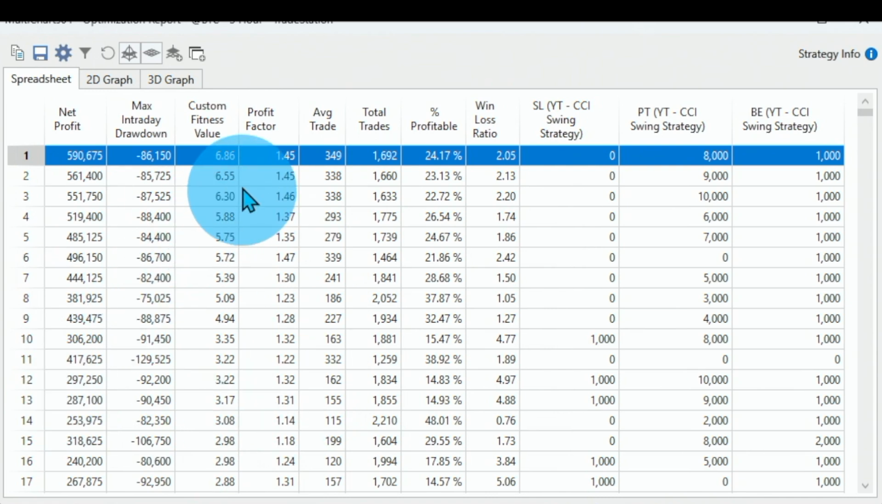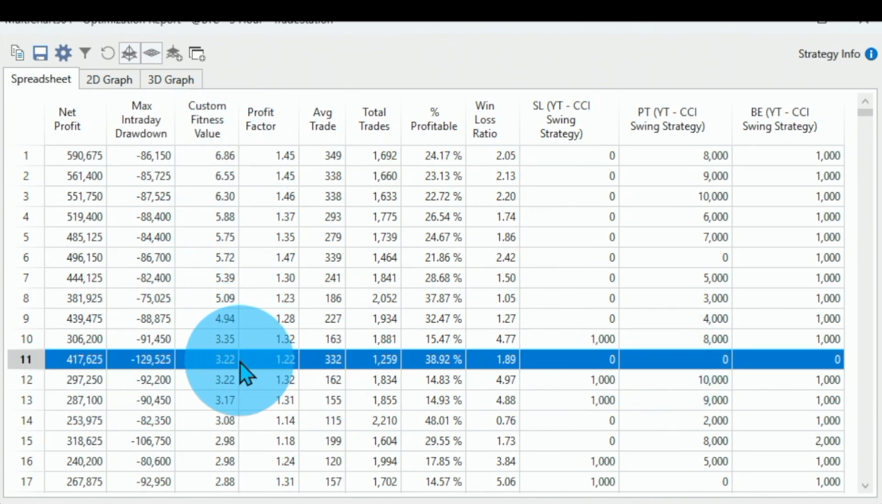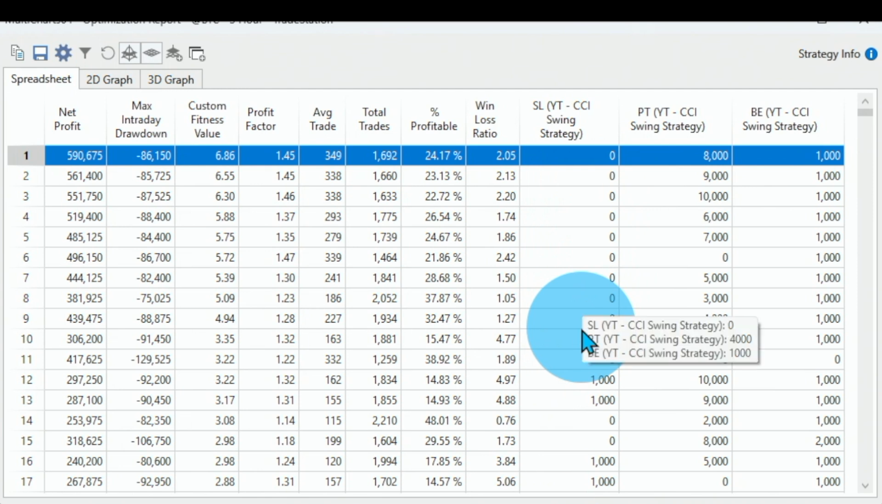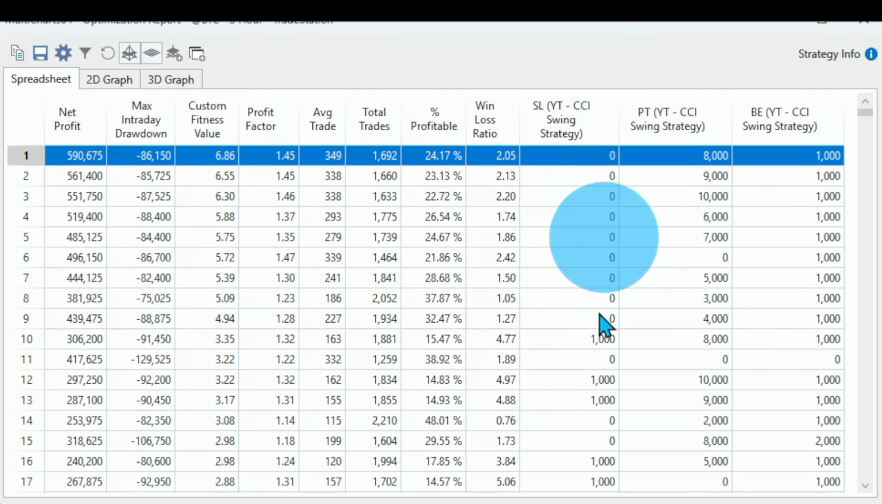And here are the results sorted by return to drawdown. This is our original strategy, 3.22 return to drawdown. And look at this, definitely we are making much better return to drawdown. So this is a significant improvement over the original strategy. This is very interesting. So stop loss in the top return to drawdown are all 0. That means we are not using any stop loss, which I like. It aligns with my principles. So this is very good.